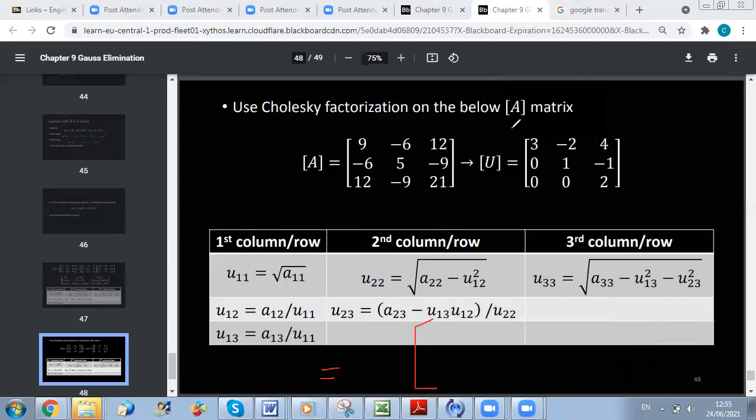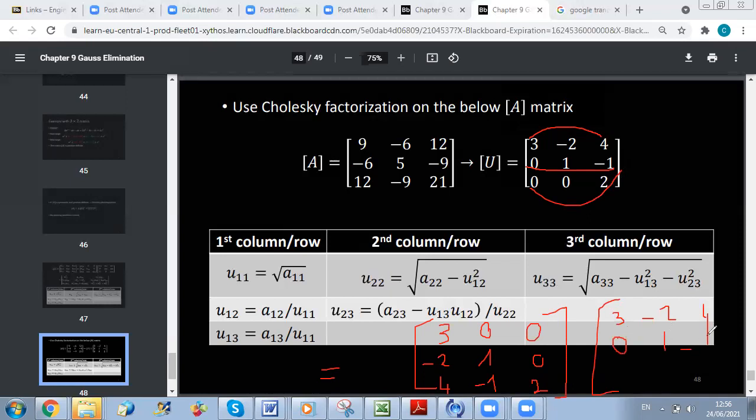Now I will take the transpose of this matrix. The first row will become the first column, 3, minus 2, 4. The second row will become the second column, 0, 1, minus 1. And the third row will become the third column, 0, 0, 2. This is my lower matrix. And my upper matrix is the matrix as it is, here, 3, minus 2, 4, 0, 1, minus 1, and 0, 0, 2.